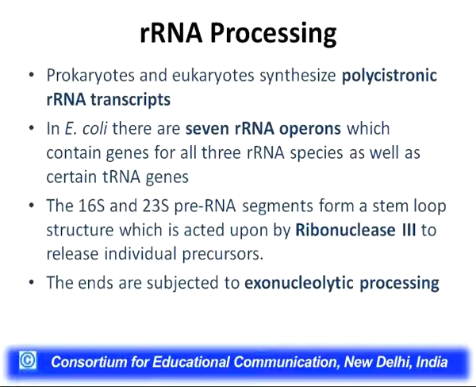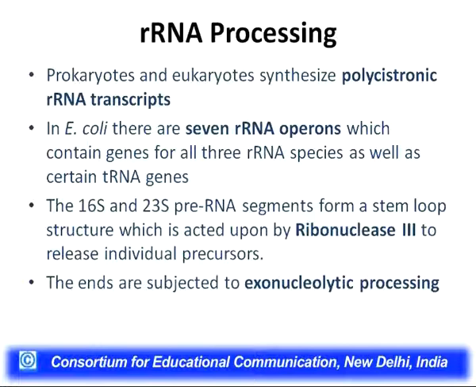The 16S ribosomal RNA and 23S ribosomal RNA, which are present in the polycistron, form a secondary structure that is known as a stem loop structure. This stem loop structure is essential for recognition by an enzyme known as ribonuclease 3.